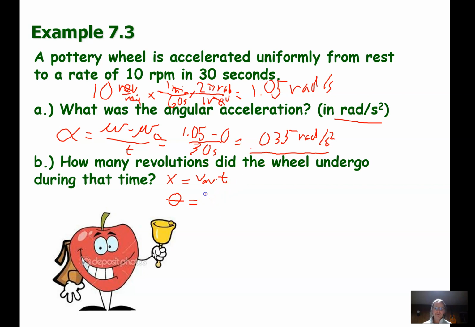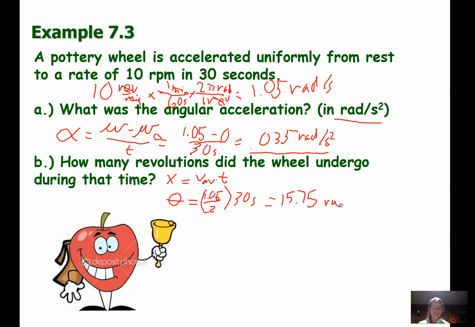So it's 1.05 plus 0 technically, divided by 2, because remember I started at 0. So that's the average angular velocity. It's not a V, it's the ω, the angular velocity, and the time is 30 seconds. To me that's just the easy way to do that. So 1.05 divided by 2 times 30 seconds, and I got 15.75. I'll save my rounding because that's not the final answer.